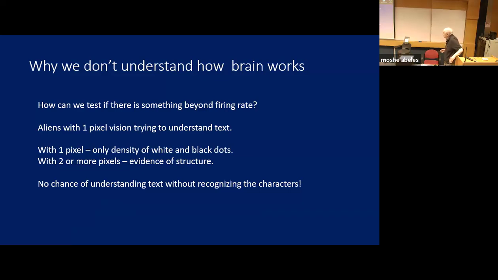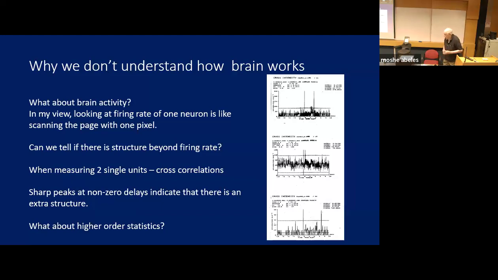So how can we test if there is something beyond firing rate? We saw that with 1 pixel, we cannot know this, but with 2 or 3, we can know that there is some structure. Here is now back to neurons. These are cross correlations between 2 neurons recorded through nearby electrodes. Let me explain, this is delay.